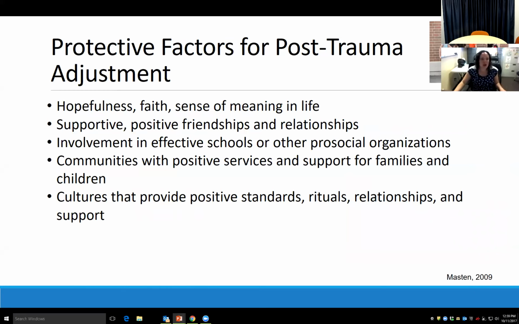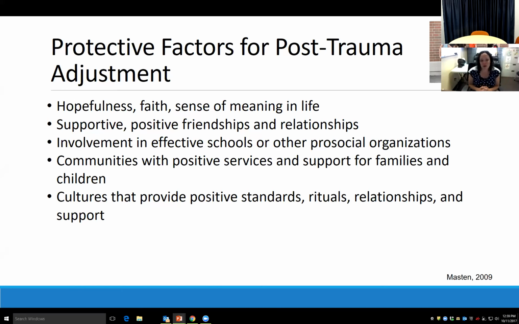And then some other things are, studies find that actually having faith and hopefulness and just a sense of meaning in life is protective. So it's not that there's one specific religion someone needs to be, but it's just having that sort of belief in, things will get better. That sense of hope is a big protective factor. Having supportive, positive friendships and relationships, being involved in effective and appropriate school settings, other pro-social organizations, so clubs, groups, sports, being in a community that has positive services and support for families and children. So feeling like this family is not just dealing with it on their own, but there's others out there to help guide them through this.